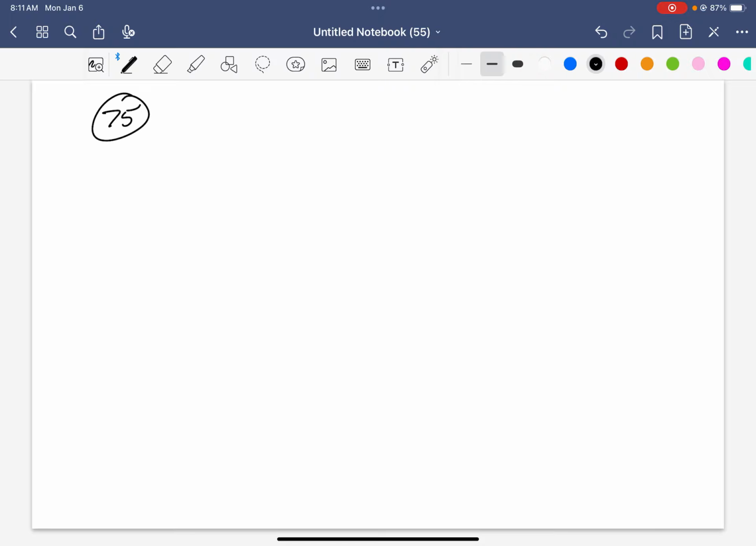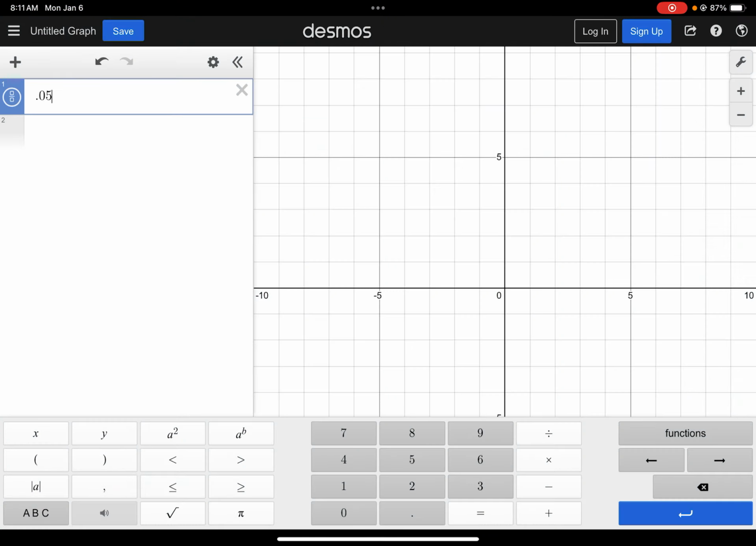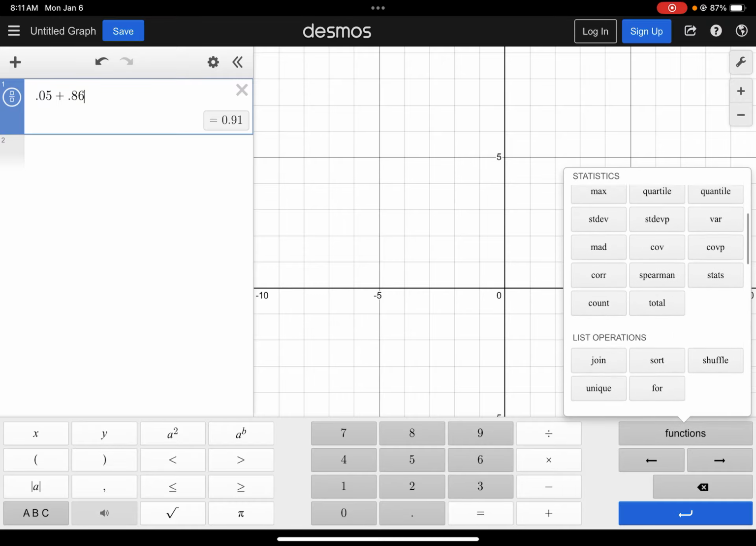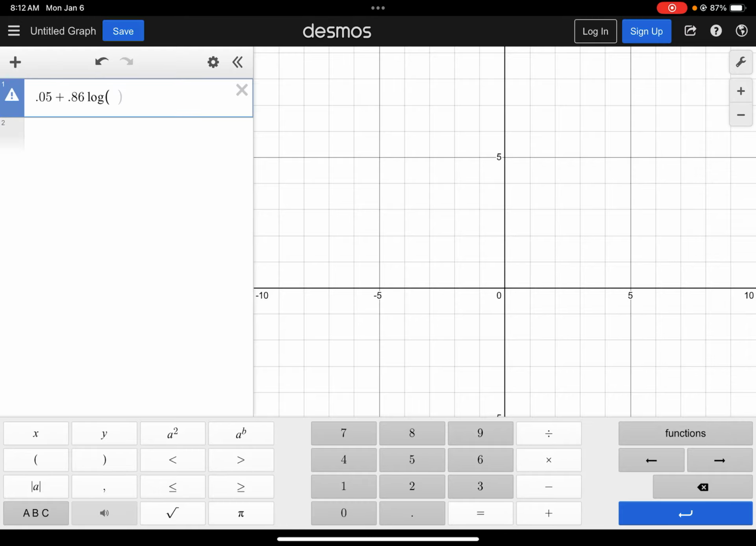So if that was that one, then the last one is 75. So 75 says, how does population affect walking speed? Well, if S is equal to 0.05 plus 0.86 log of P, if you graph this thing, let me go over here to Desmos. I need 0.05 plus 0.86 log of x.